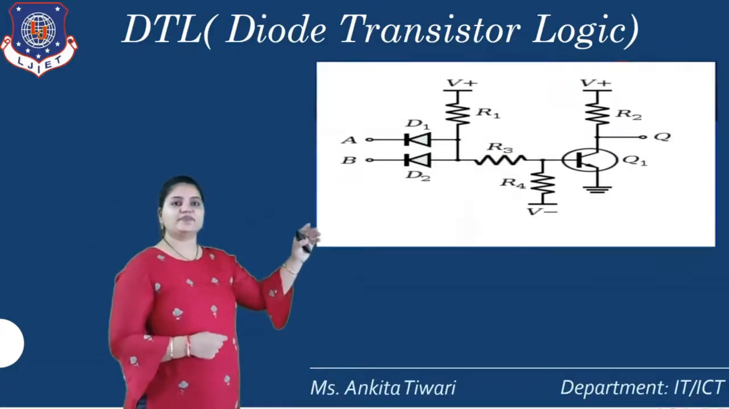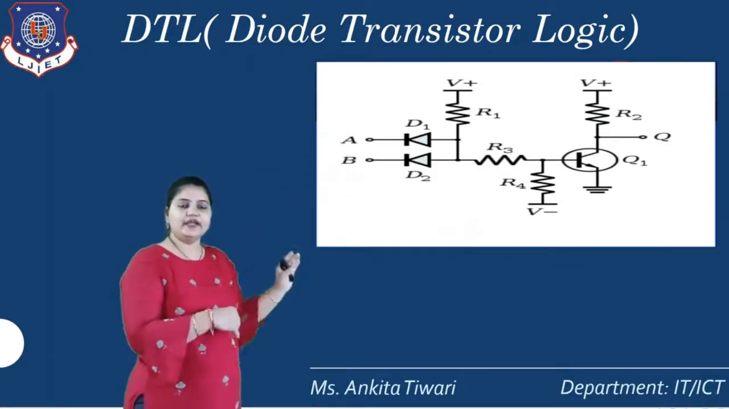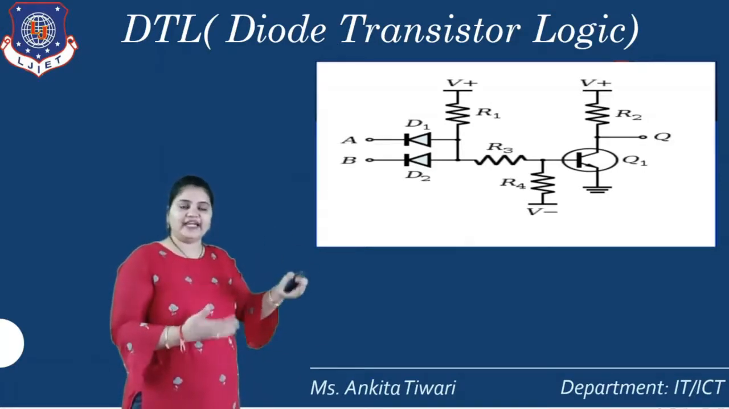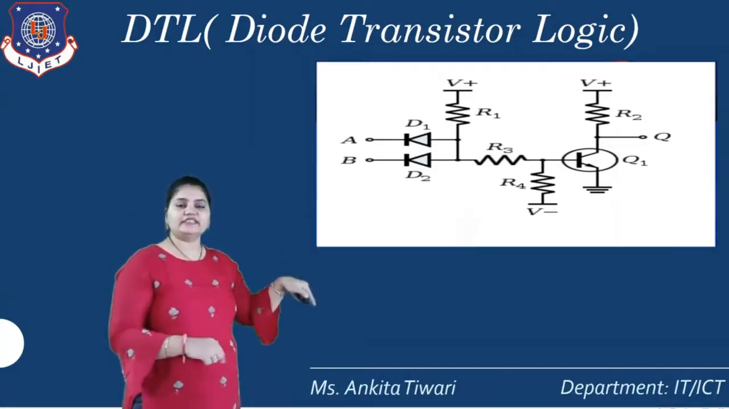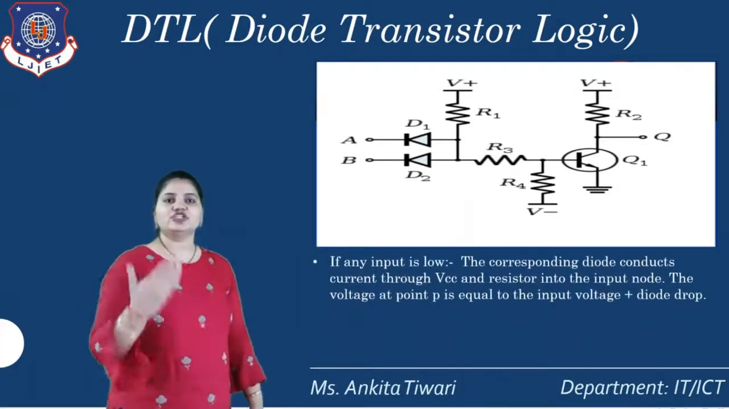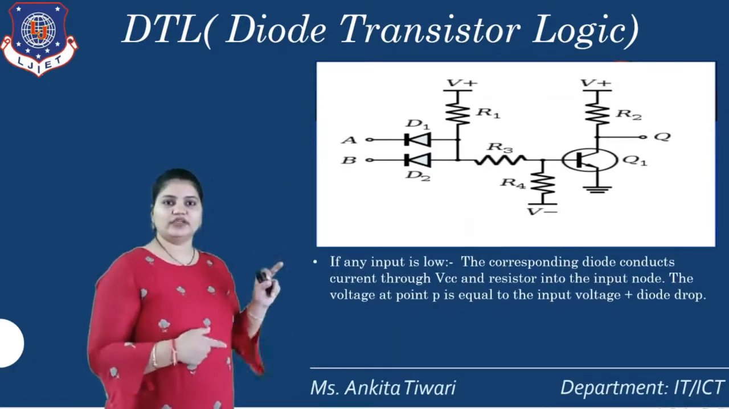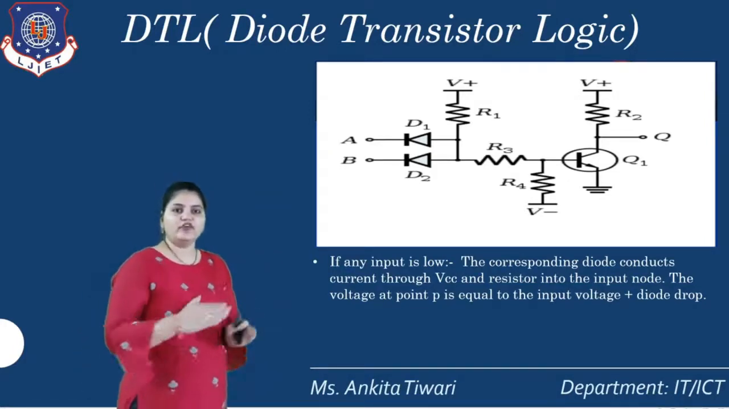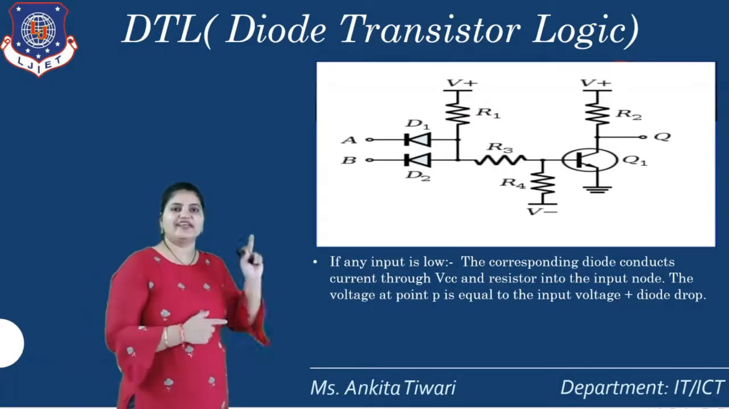D1 and D2, the two diodes, have been taken, and the resistors R1 and R2, because here also we are taking two variables, that is A and B. As the number of diodes increases, the resistors will also be included with respect to the voltage applied and the voltage received. And here is the R4 value, which we are taking as the output. Now Q1 and Q2 have been defined. Now if any of the inputs is low, the corresponding diode conducts current through VCC, that is the voltage input defined here, and the resistor into the input node. The voltage at point P is equal to the input voltage plus the diode drop, which is given as D1.